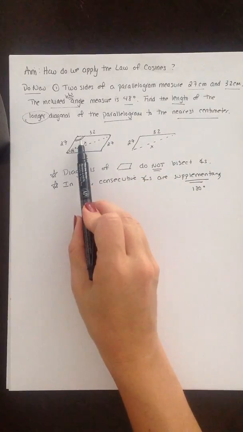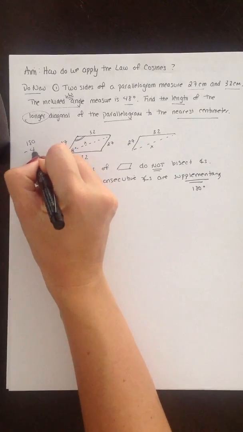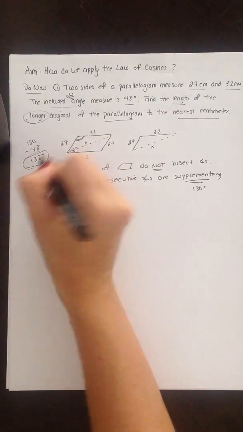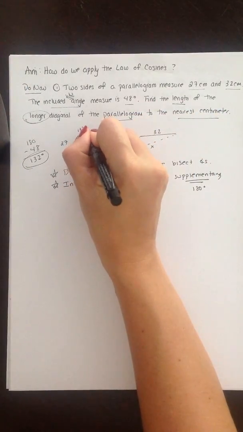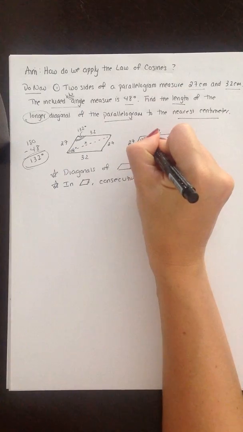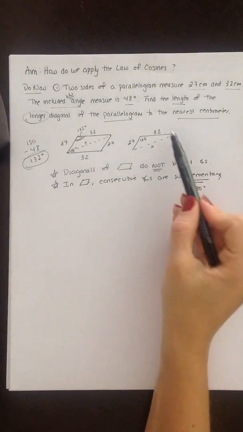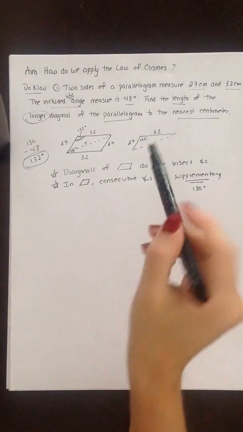So if this is 48, we can find this angle by doing 180 minus 48, and that gives us 132. This angle is 132 degrees. That top obtuse angle is 132 degrees. So now, looking at the triangle here, you don't have to draw the triangle. This is just an option to illustrate what's happening.